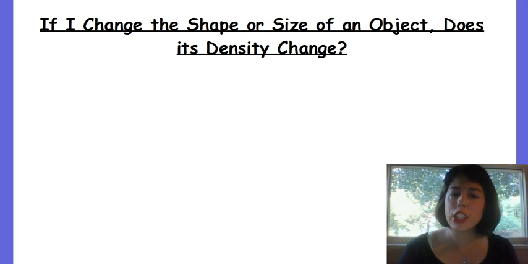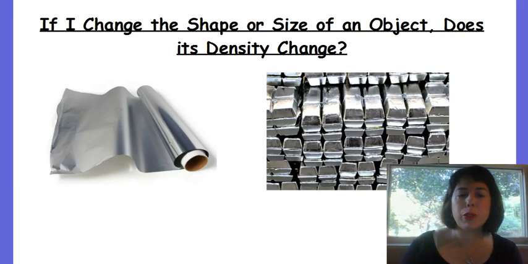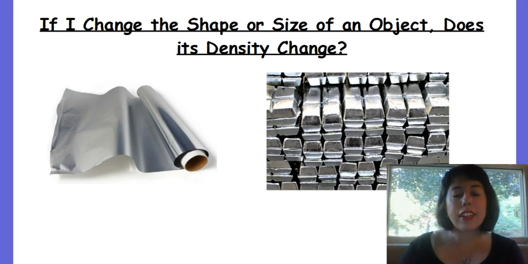Now, if I change the shape or size of an object, does its density change? Let's take a look at these two items right here. Aluminum foil. We should all be very familiar with that, right? So, on the left I have a roll of aluminum foil, and on the right I have bars of aluminum. Now, which one's more dense?